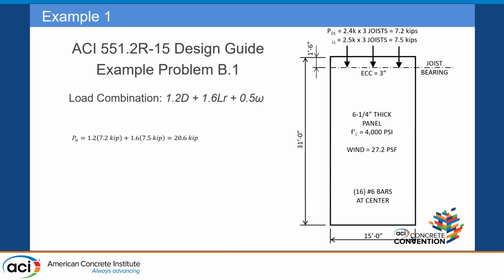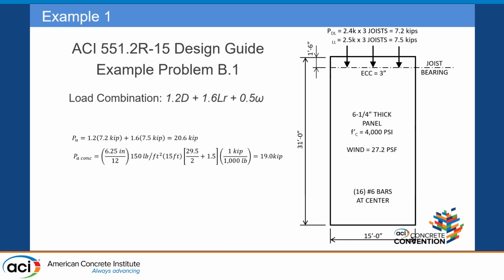All right, so examples. Here's an example problem from the design guide. Let's look at it quickly. I know lots of equations, so we'll go quickly through these, and I'll point out a couple of things that we see, what the results are that you can get. So we've got a panel, 6 1/4 inch panel. We're putting some joist loads on it, 7.2 kips of dead load, live load of 7.5 kips. We've got 16 number 6 bars and a 15 foot wide panel.